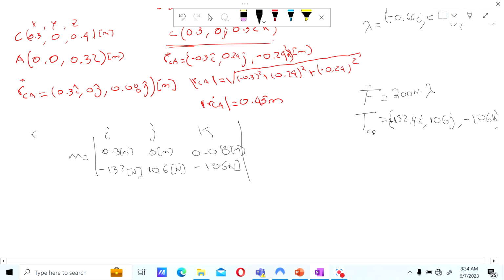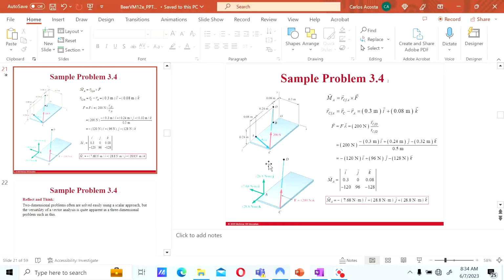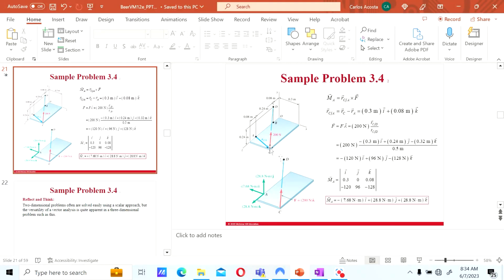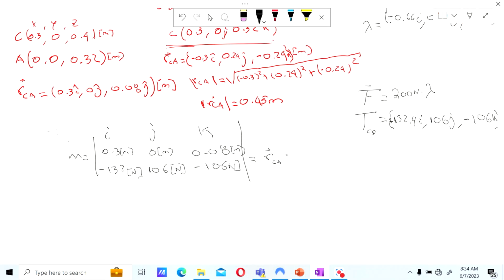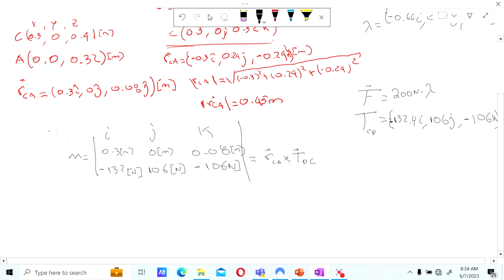Because what we're doing is RCA cross the tension at DC. Let's do it again. This is equal to RCA, head minus tail vector, cross the tension vector, head minus tail, DC. That is what we did.